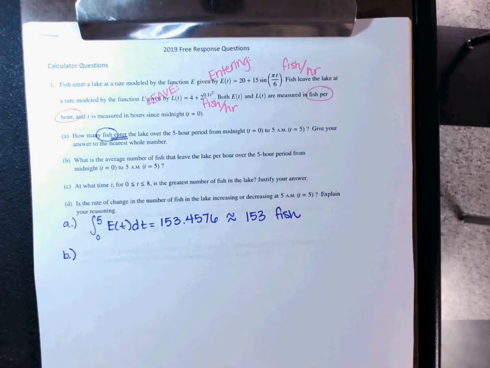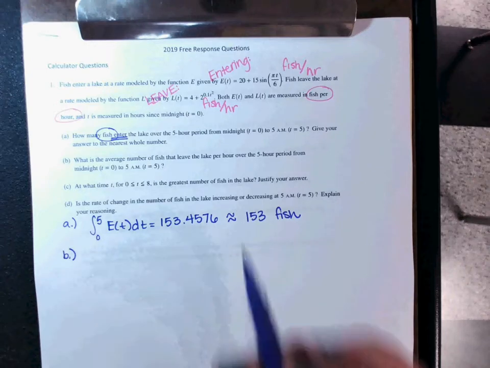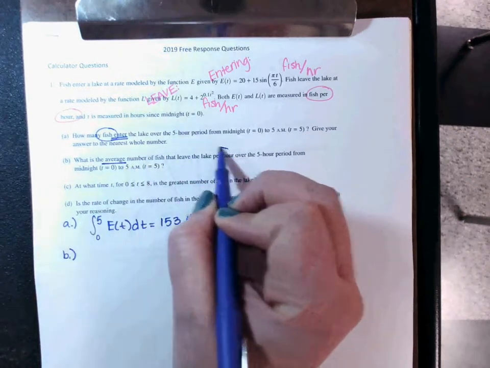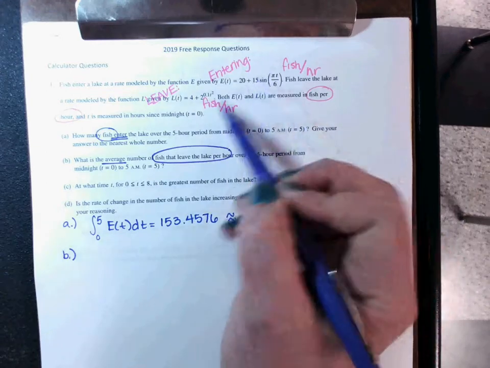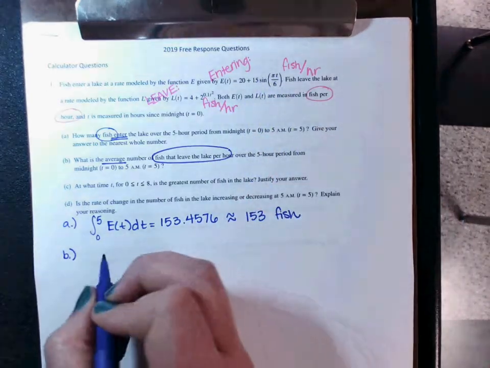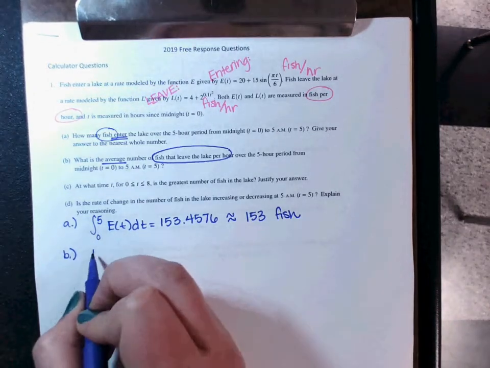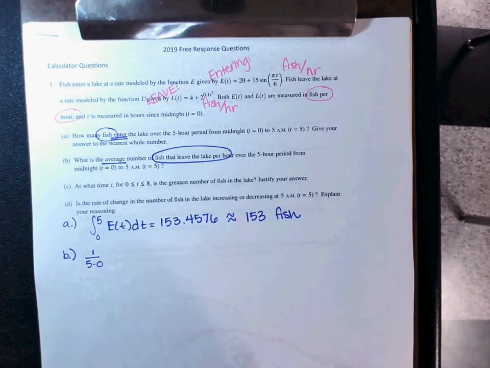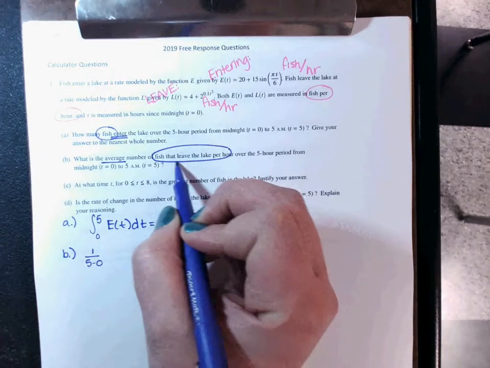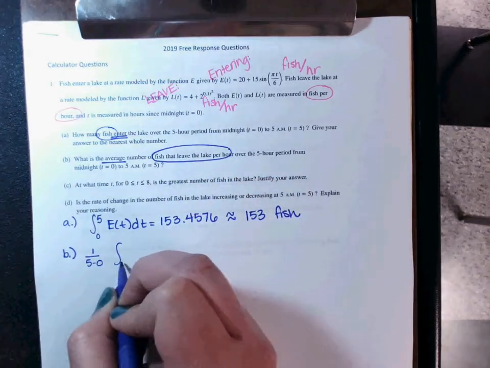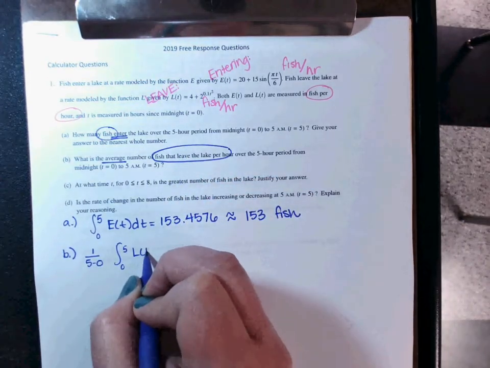Part B. Then it says, what is the average number of fish that leave the lake per hour over the 5-hour period? So notice, I want the average fish per hour. I already have fish per hour. So this is the 1 over b minus a integral a to b. So I'd have 1 over 5 minus 0. Then I want to know how many are leaving, so that's my L of t from 0 to 5.